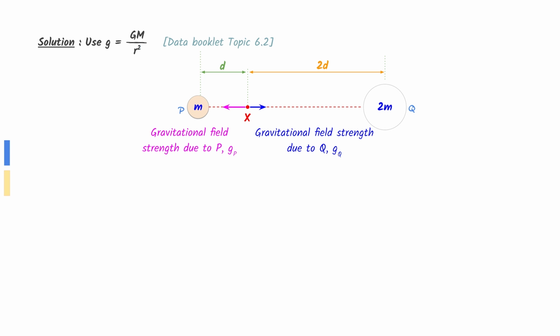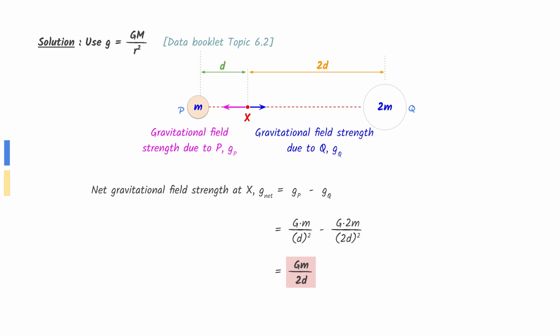The equation for the gravitational field strength is given in the data booklet. The gravitational field due to P is towards the left, and gravitational field due to Q is towards the right. Subtract the two gravitational field strengths to find the net gravitational field strength. We subtract them since the fields point in opposite directions. The order in which you subtract does not matter since we are only interested in the magnitude.